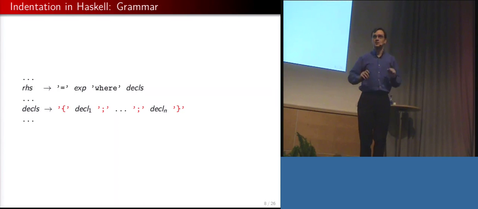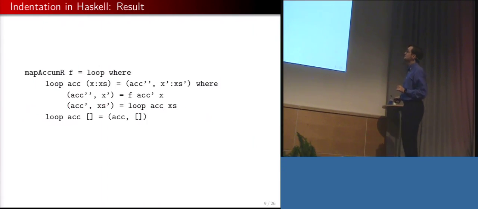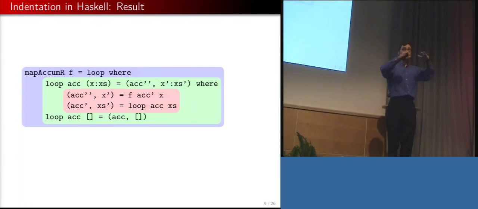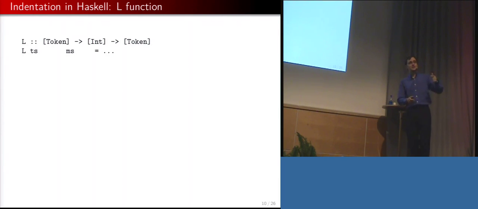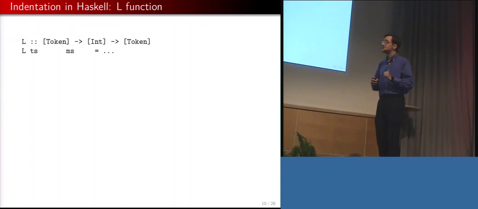The grammar just uses these explicit delimiters as if those were what the user had written all along. And as a result, this code gets parsed according to the block structure that we expect to have. Now, let's look at this L function again, because that seems to be where all the magic is happening.